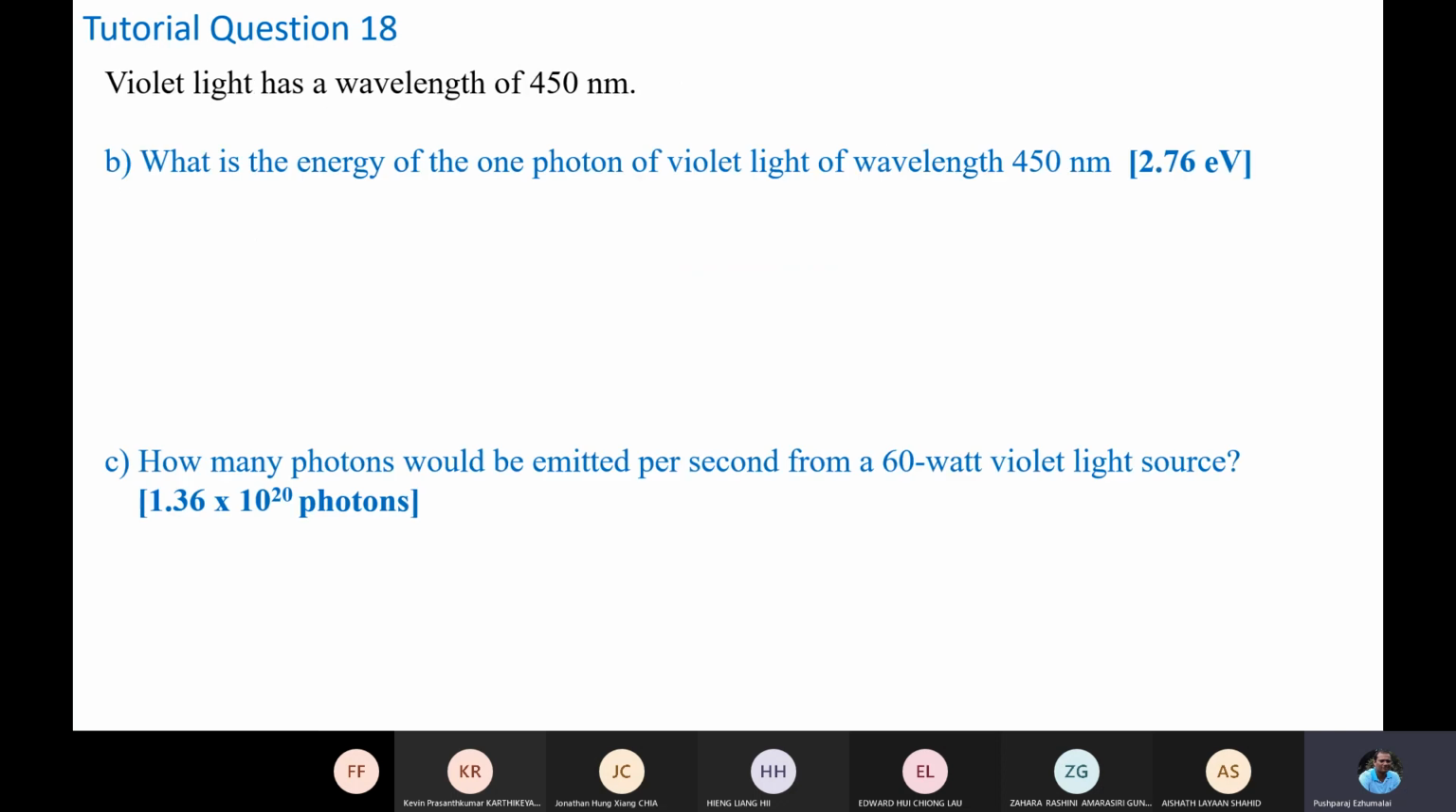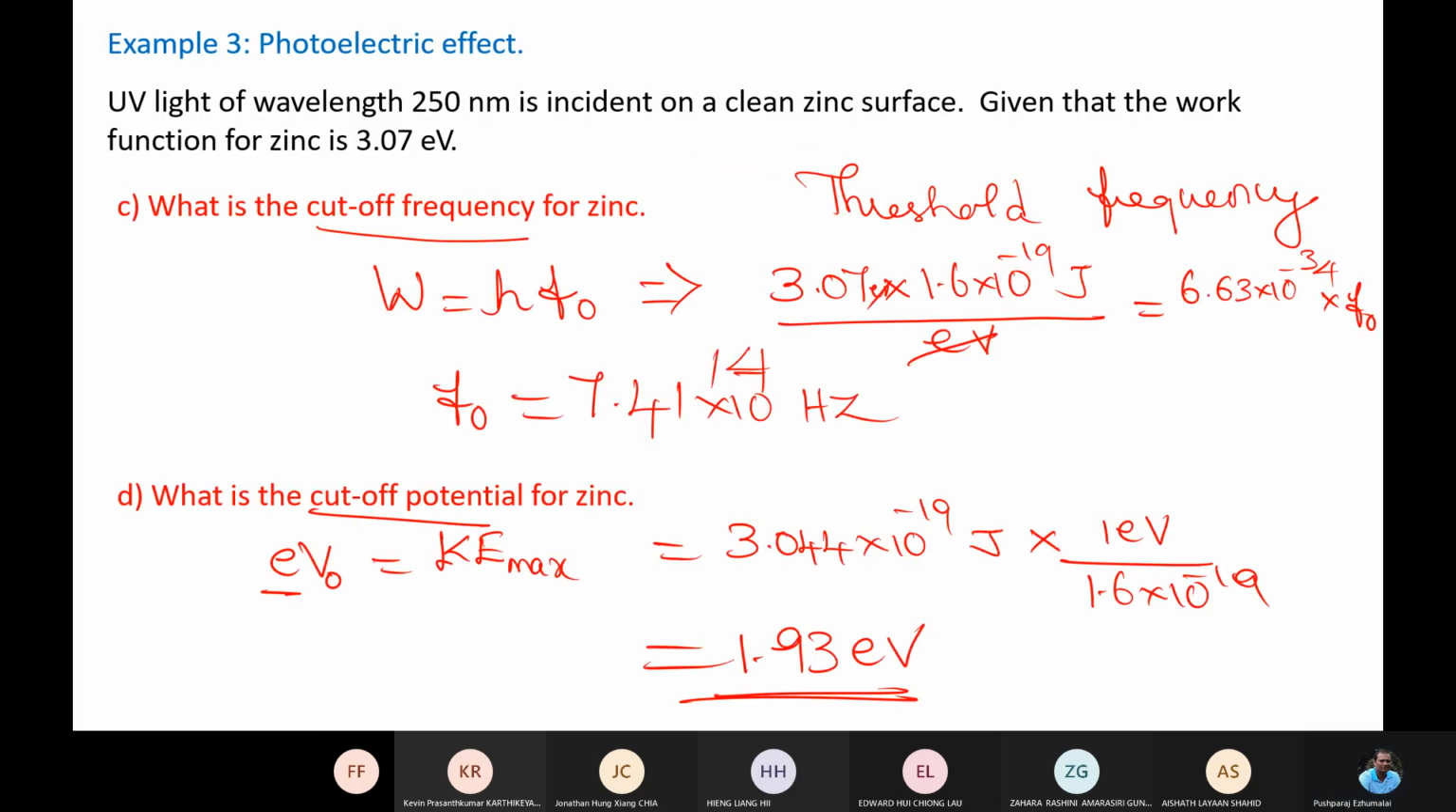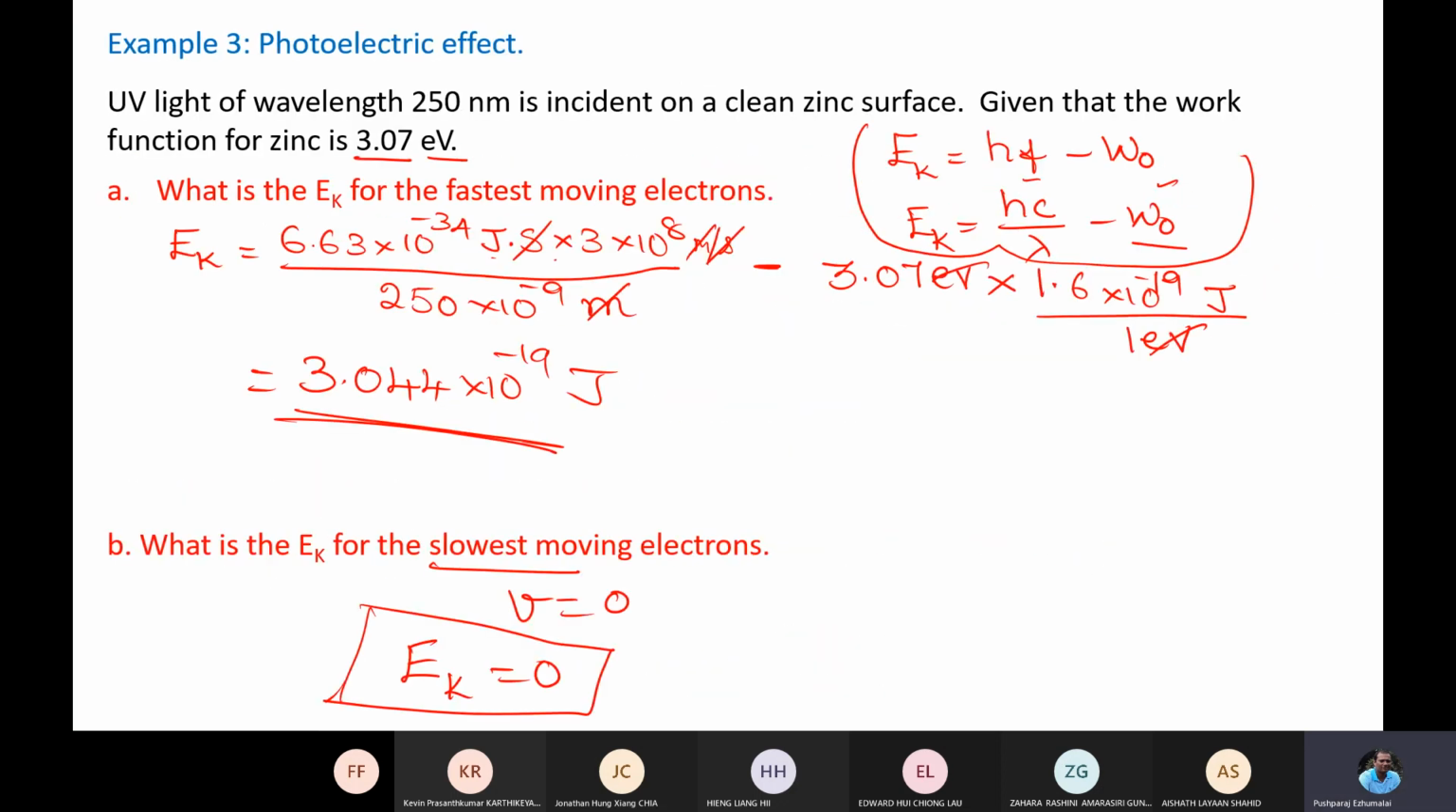Example B is 0, because slow moving means the electron is not moving. When it is not moving, velocity is 0, which means no kinetic energy. There will be no kinetic energy.